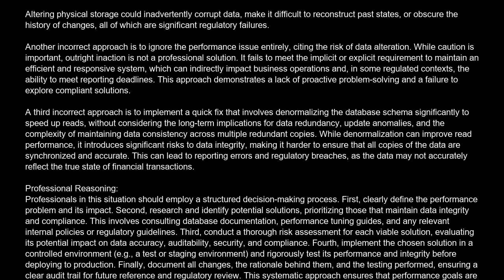Financial regulations often mandate that data be immutable or at least have a clear audit trail of any modifications. Altering physical storage could inadvertently corrupt data, make it difficult to reconstruct past states, or obscure the history of changes, all of which are significant regulatory failures.